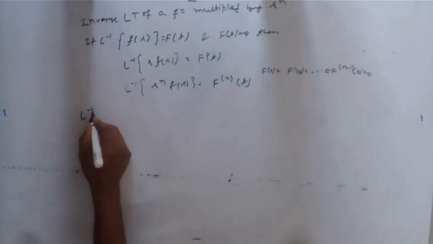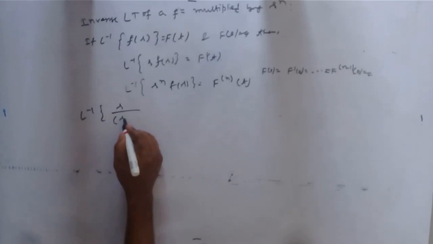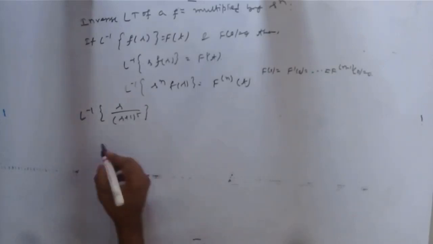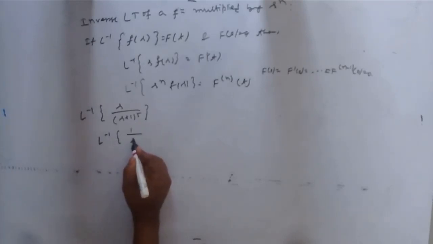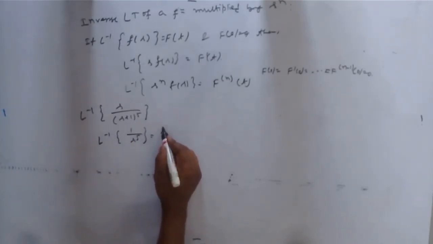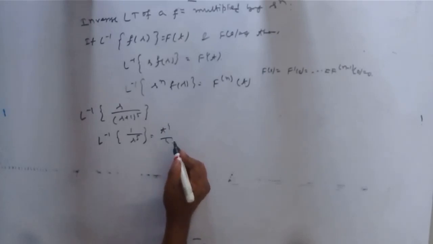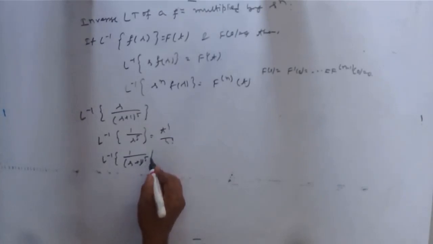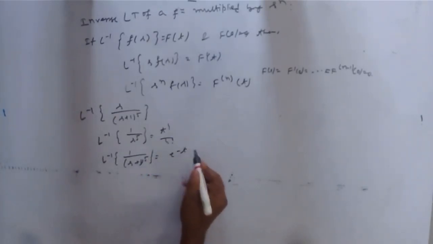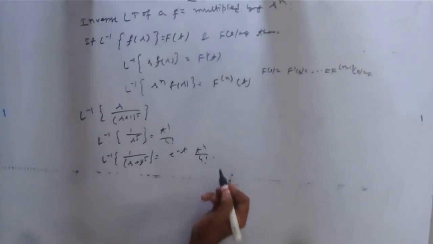Suppose we have to find L inverse of s by (s plus 1) to the power 5. So we know that L inverse of 1 by s to the power 5 is equal to t to the power 4 by 4 factorial. Then L inverse of 1 by (s plus 1) to the power 5 will be e to the power minus t into t to the power 4 by 4 factorial.